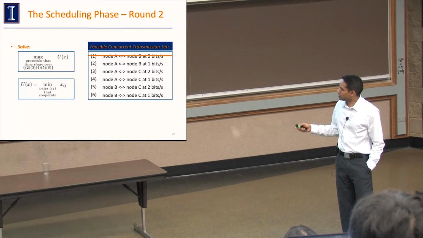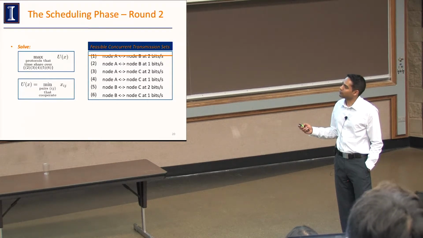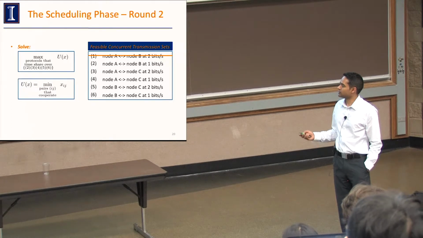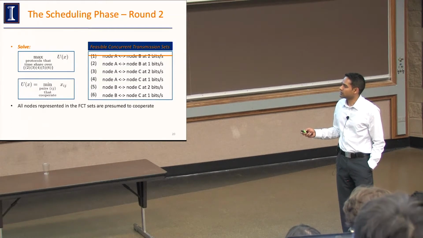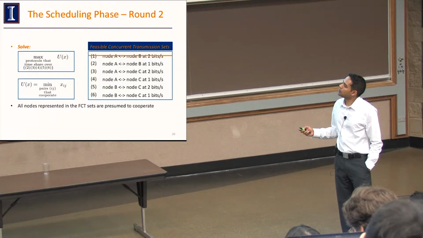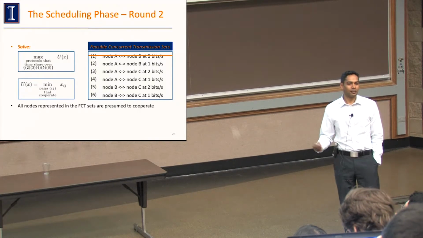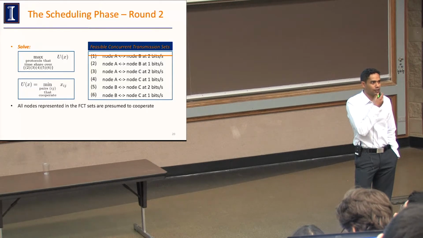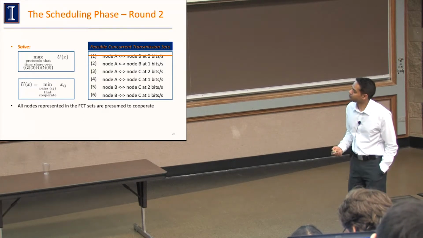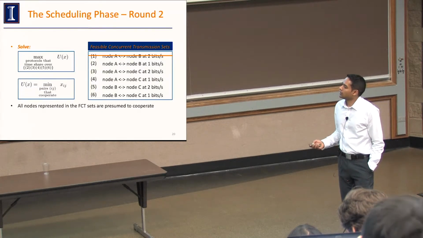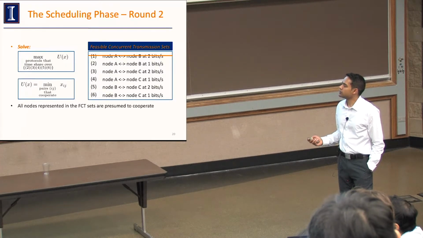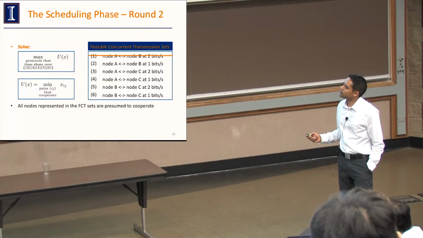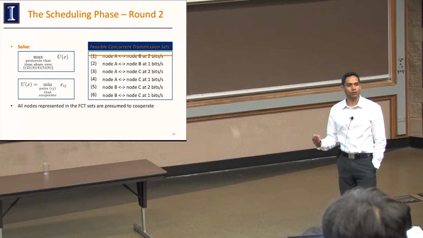And the protocol cycles back again for round 2 and goes back to the scheduling phase. And now when we solve this utility maximization problem, we have a smaller set of feasible concurrent transmission sets to choose from. And we continue to assume that if a node is represented in the feasible concurrent transmission set, then it's presumed to cooperate.